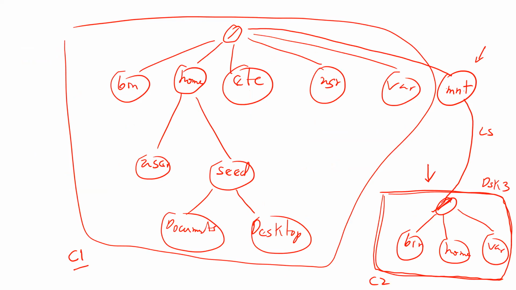So you can see here is the basic architecture. Everything starts at the root. You have underneath it bin, home, etc, user, var. And then under home, you'll have user one, and then within it, documents, desktop. And you might have something like a mount point.